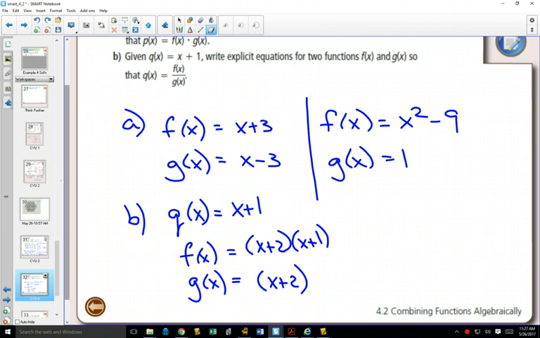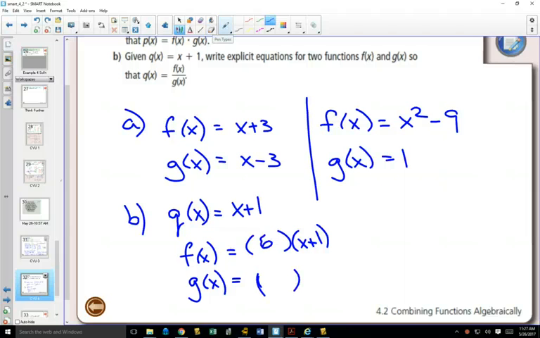So instead of having x plus 2 there, I should use 6, or 9, or 15. Something that cancels out that doesn't make a hole. That would be fine.